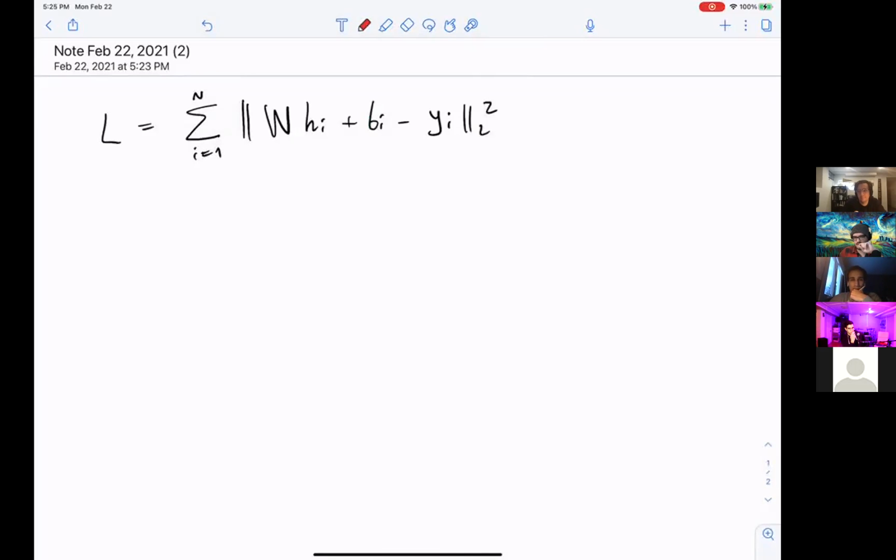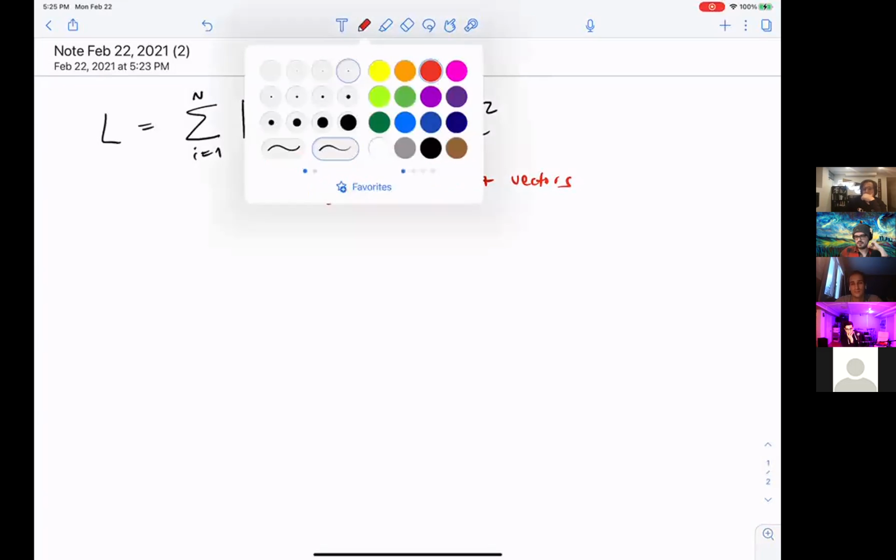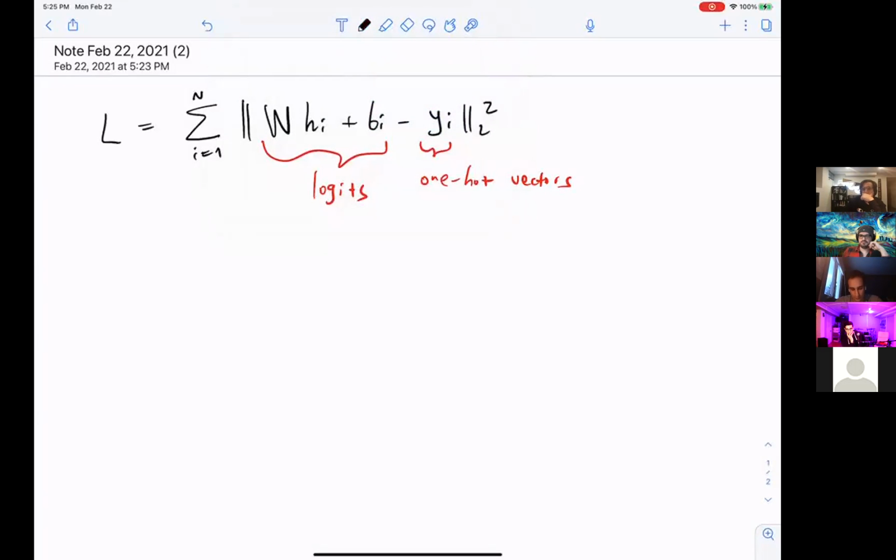So these are the logits, right? So it's WH plus the bias, right? There is a bias as well. And the Y_i are one-hot vectors, okay? And so imagine that for whatever reason, you've decided that h_i, i from 1 to capital N, are frozen.